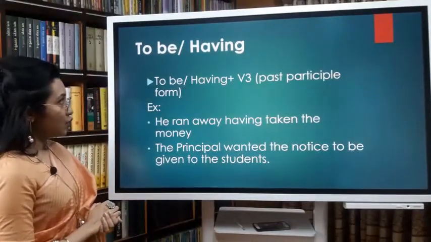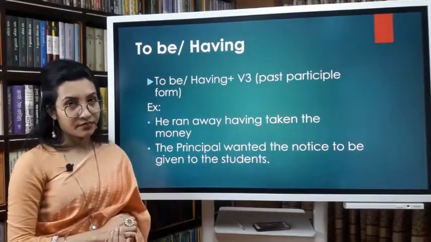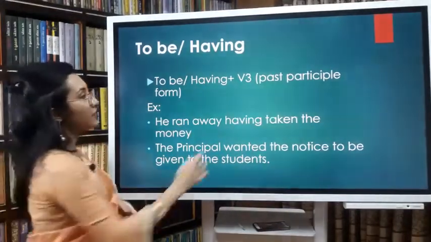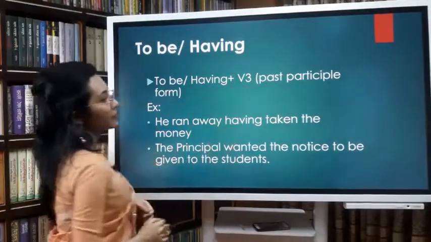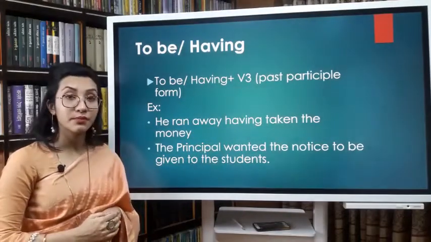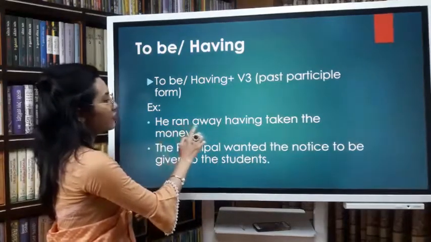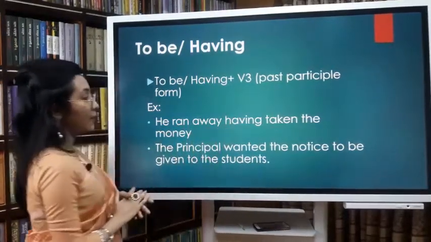Now this one, to be or having. If you have to be or having in a sentence, then the verb that is going to be followed is going to be in past participle form, V3. For example, he ran away having taken the money.